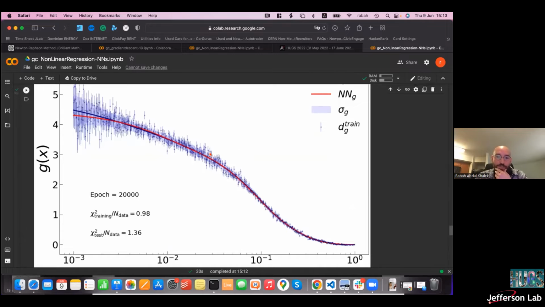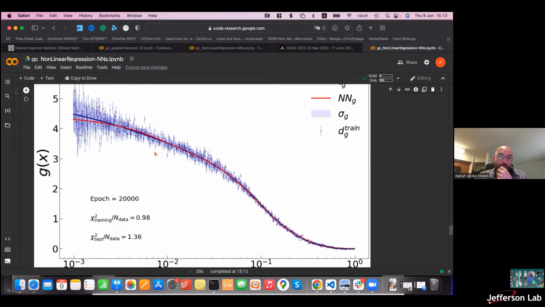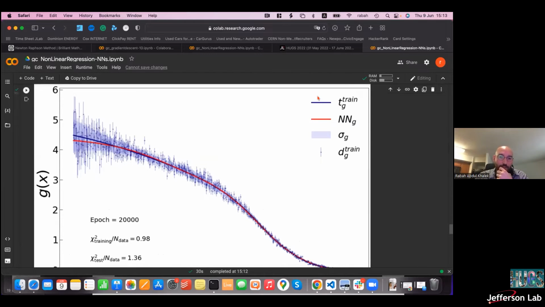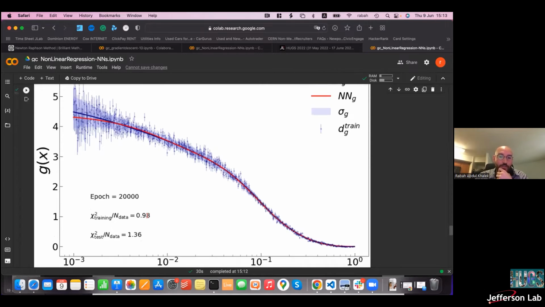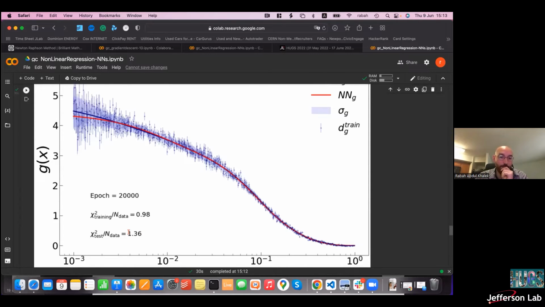From this data in blue, you are able to fit this curve with the neural network. And you get quite close to the central value, even though you're fitting noisy data. You're achieving a chi-squared of order 1, which is the optimal chi-squared that you expect from a good fit. And you're ending up with a test of 1.36, which is also not bad. You can definitely optimize it. You can get this one to 1 as well, if you want.